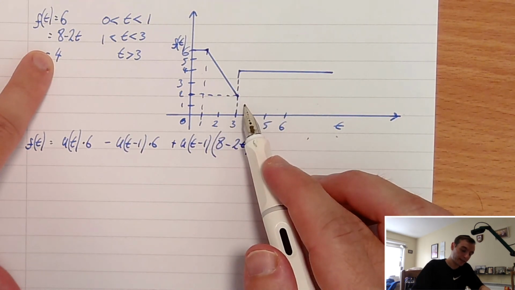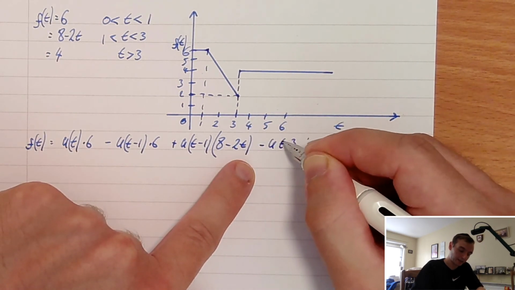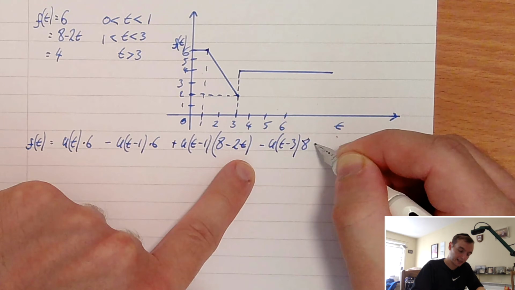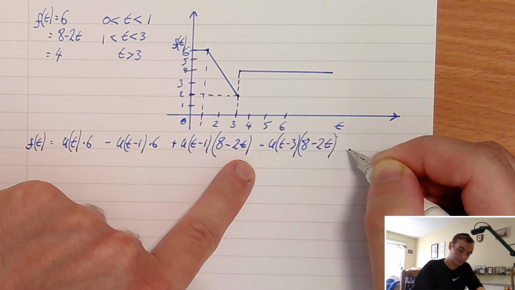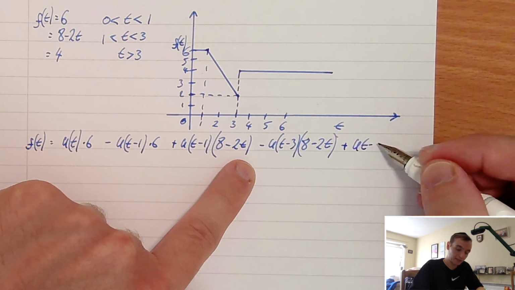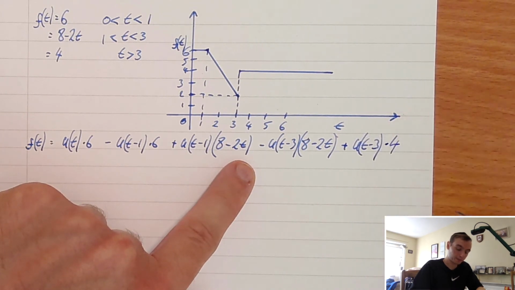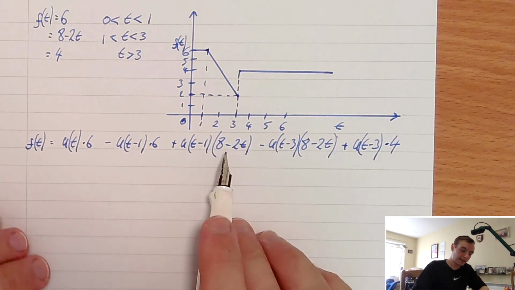And that's going to go all the way until t equals 3, so we'll subtract u(t minus 3) times (8 minus 2t), and then we'll add u(t minus 3) times the function 4. So now let's do what we did previously.